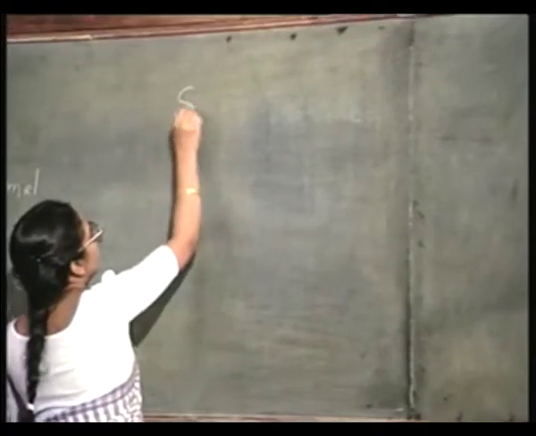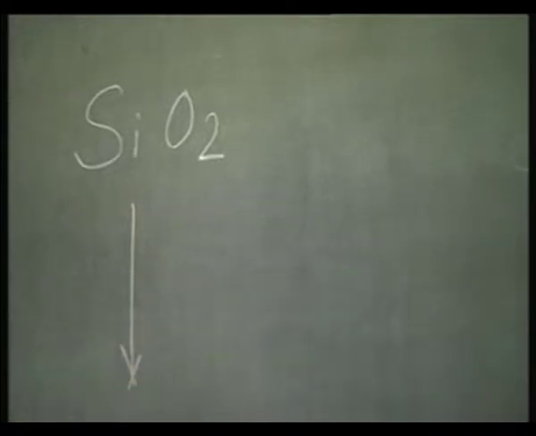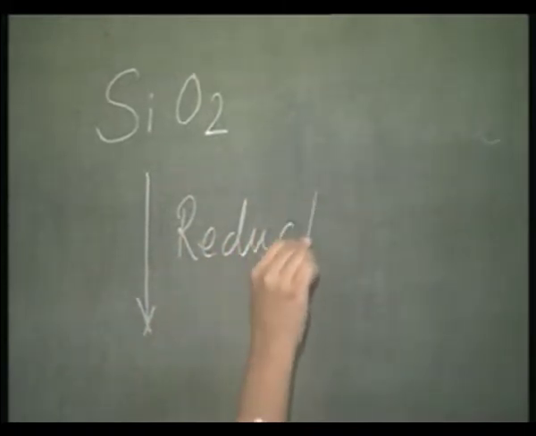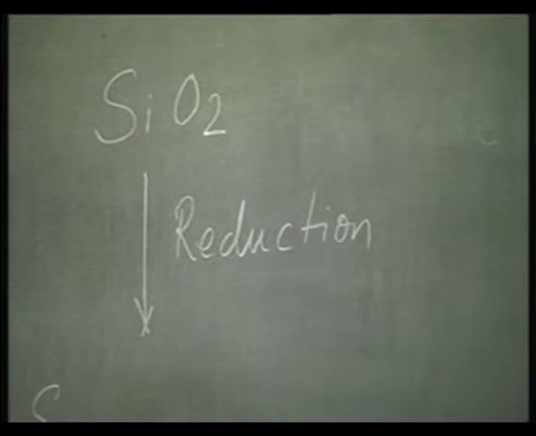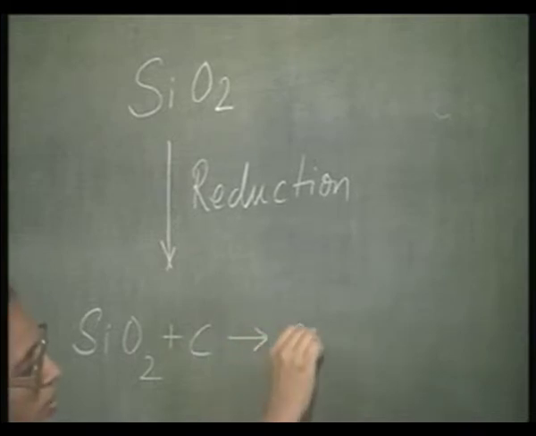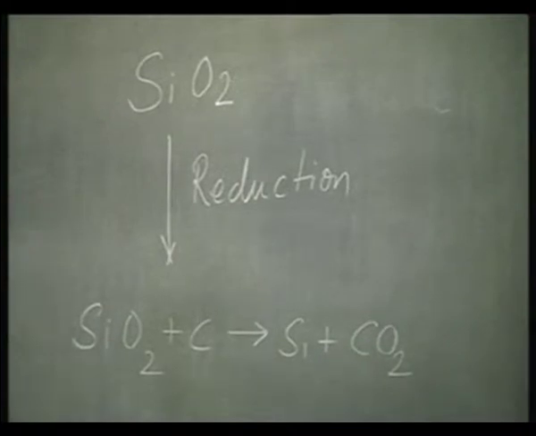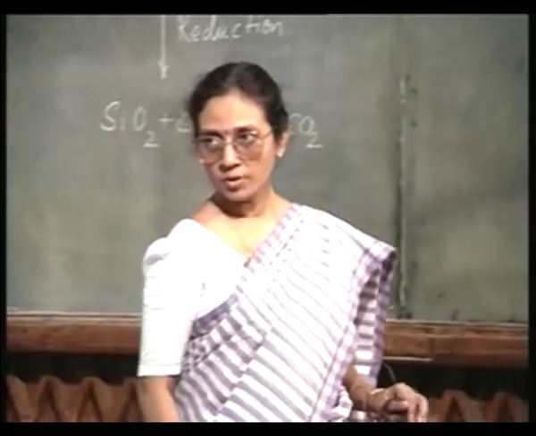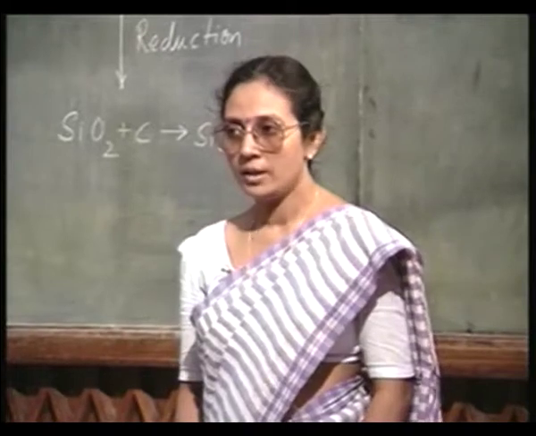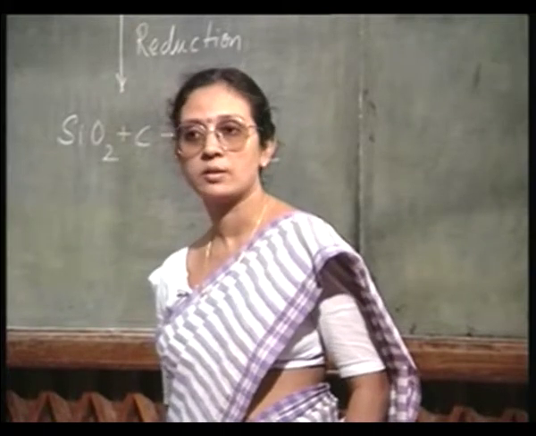We start off with the material silicon dioxide, and then we have to do a reduction process. The most common reduction process is called a carbothermic reduction, where the silicon dioxide reacts with carbon in order to form silicon plus carbon dioxide. This silicon is in polycrystalline form. So, you melt it and then solidify this. This is the most widely accepted route to grow single crystal silicon.